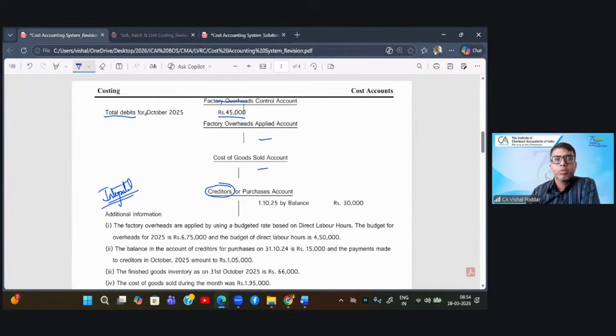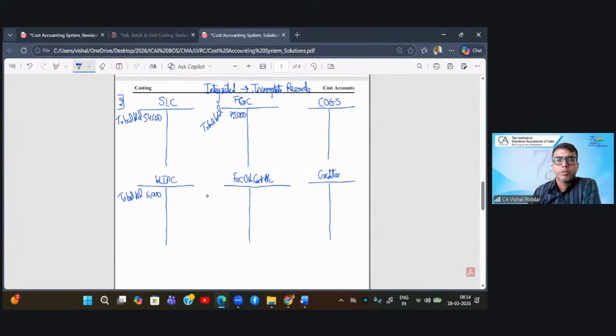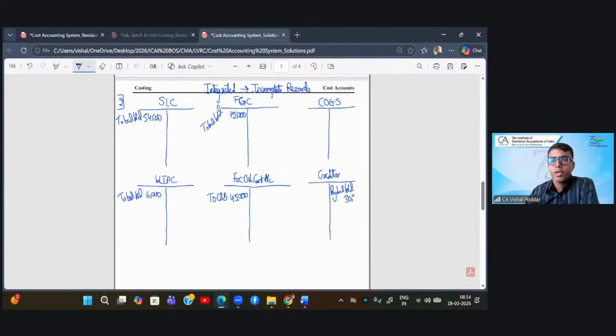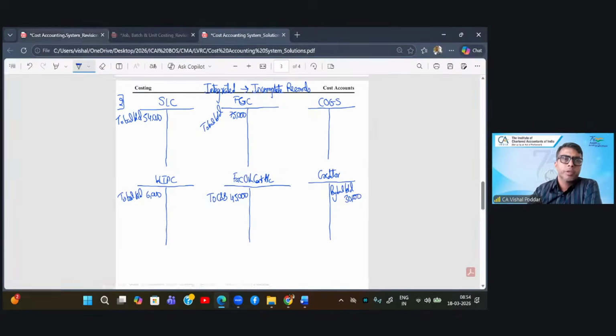Then in overheads, they have given total debits. So it is like they have given you the posting of total overheads incurred, which is 45,000. Now see, for total debits, what will be your entry? To cash and bank. Since it is an integrated system, whatever overheads are paid, whatever the debits, it will be through the cash and bank account. And then they have given you the balance brought down of creditors. How much is it? It is 30,000. Okay, done. Now let us go to the transactions given.